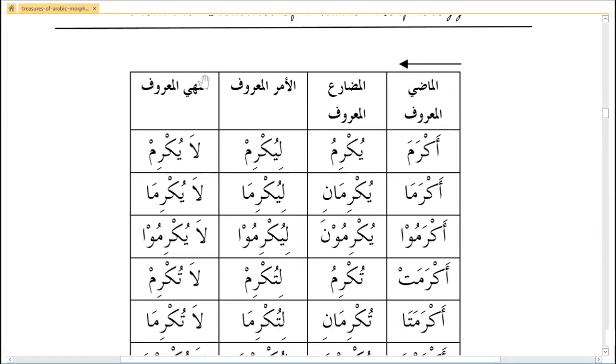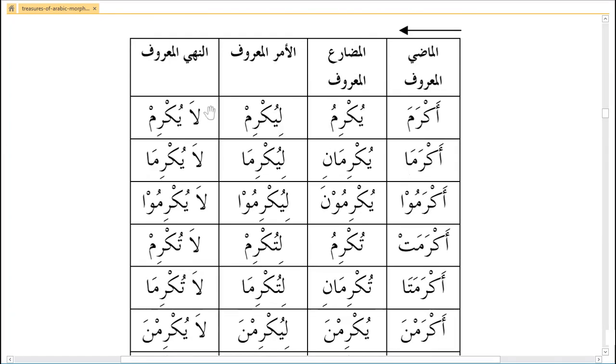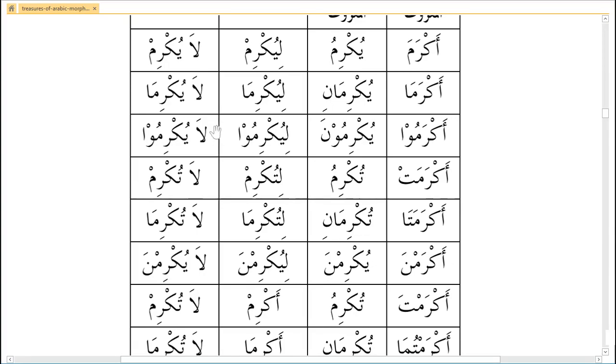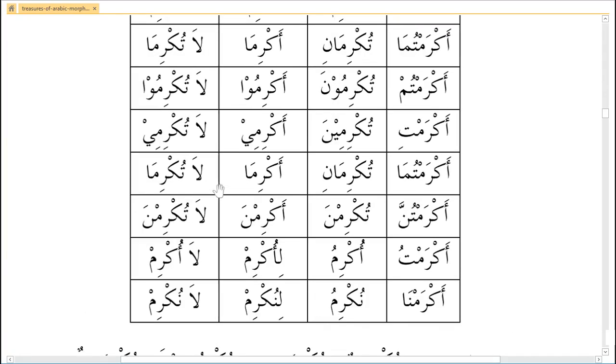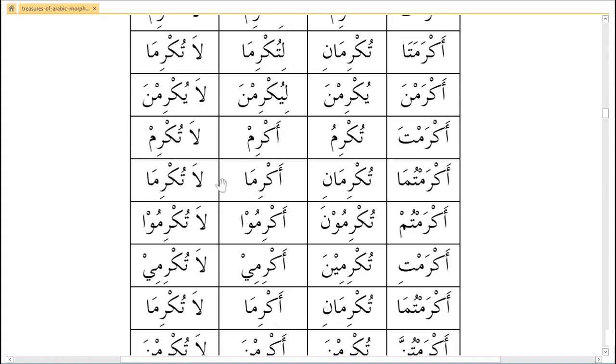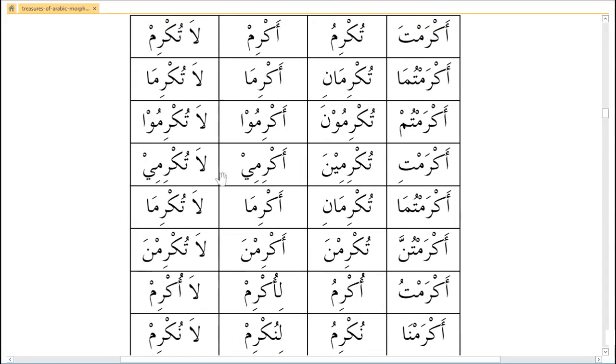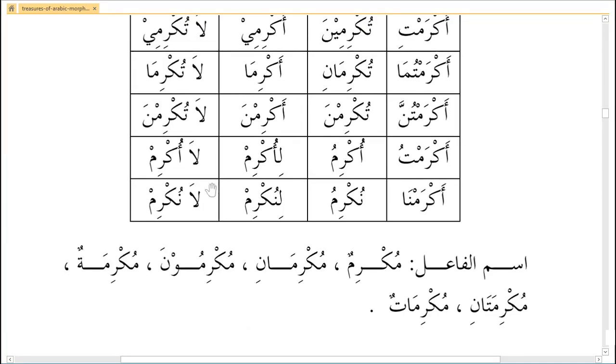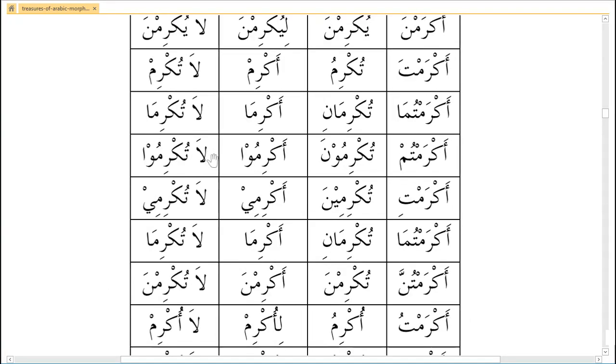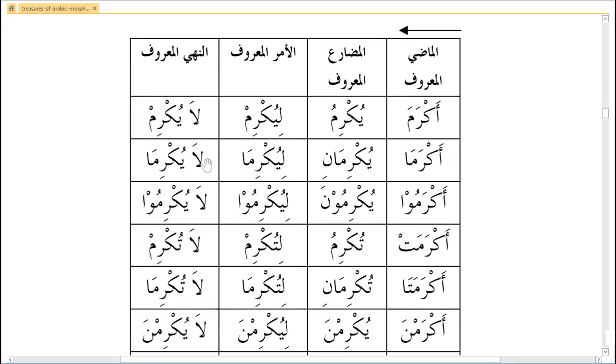And the next section is for nahi: la yukrim, la yukrima, la yukrimu, la tukrim, la tukrima, la yukrimna. La tukrim, la tukrima, la tukrimu, la tukrimi, la tukrima, la tukrimna. La ukrim, la nukrim. So this is all the Sarfi Kabir of Babi If'al. One thing we're missing here is majhul, the same thing. So this is Sarfi Kabir.